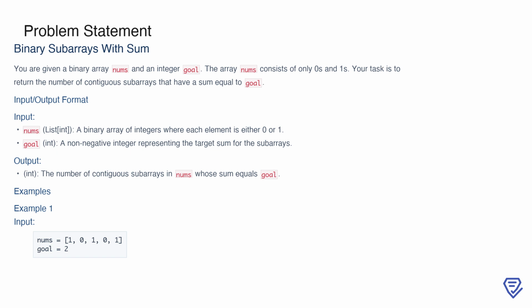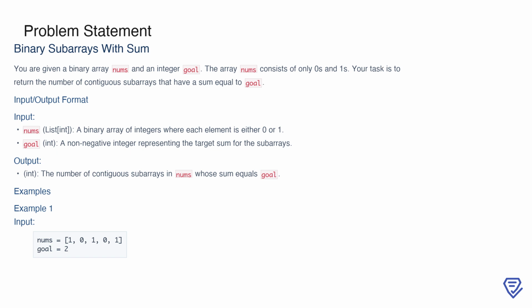A subarray is any continuous portion of the array, and the sum of a subarray is simply the sum of all its elements. For the input, we are provided the binary array nums and the integer goal. The output will be a single integer representing the number of subarrays in nums whose sum is exactly equal to goal. Let's look at an example to better understand the task.